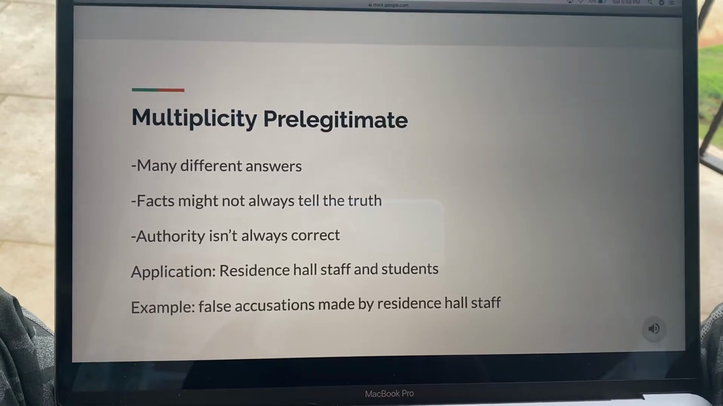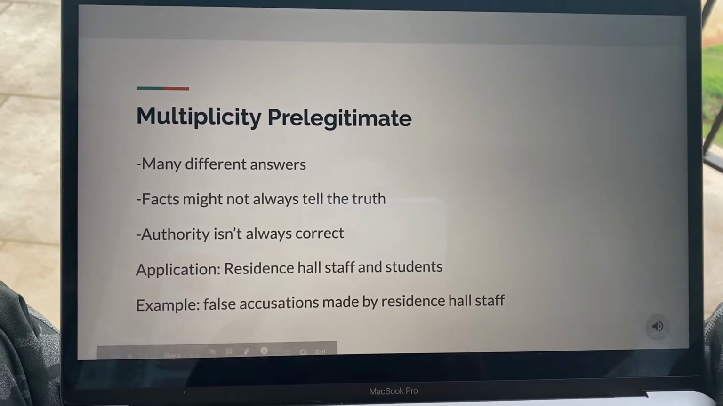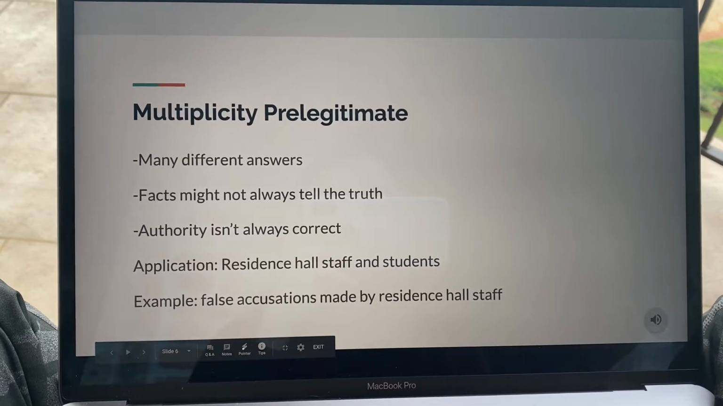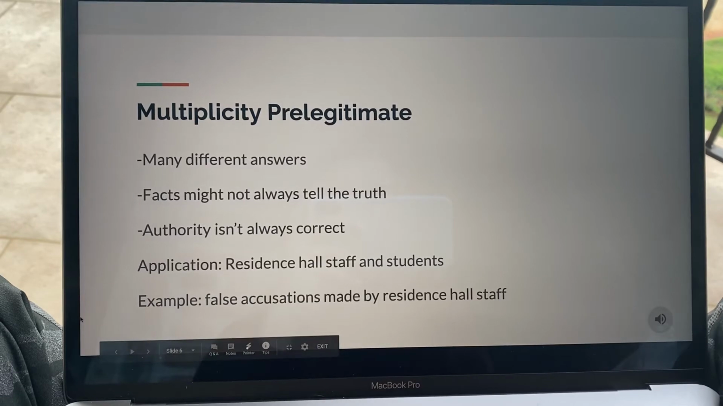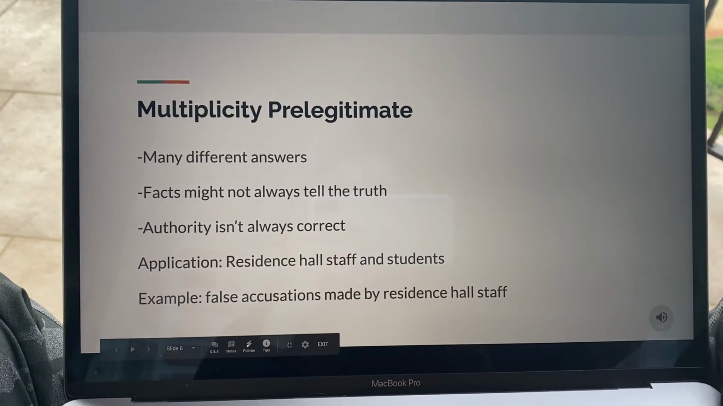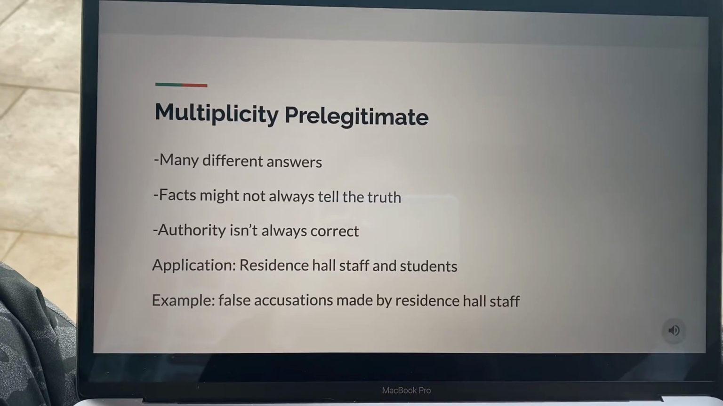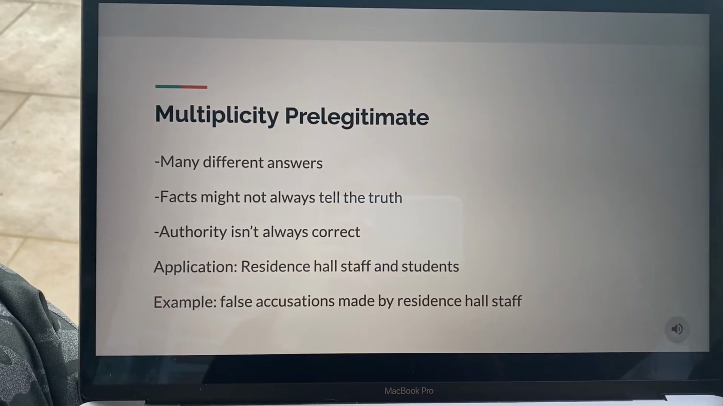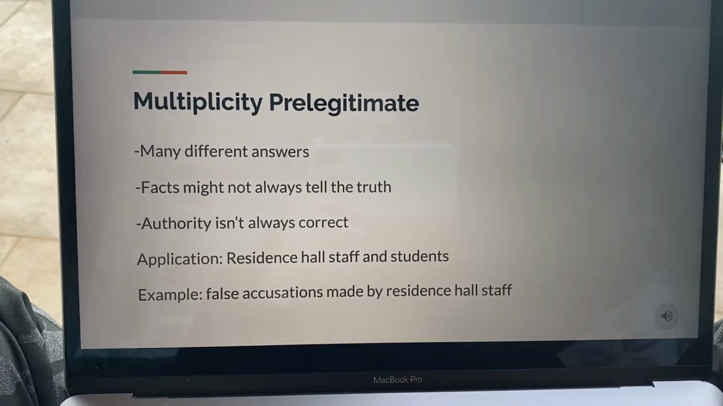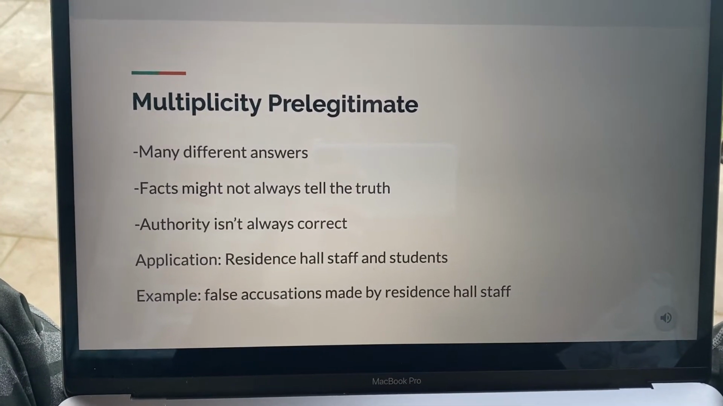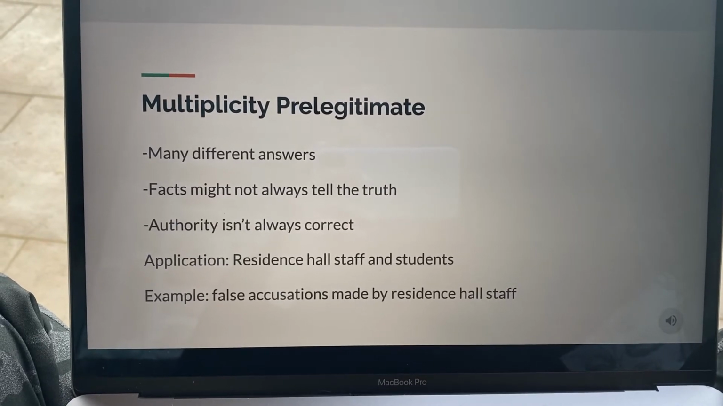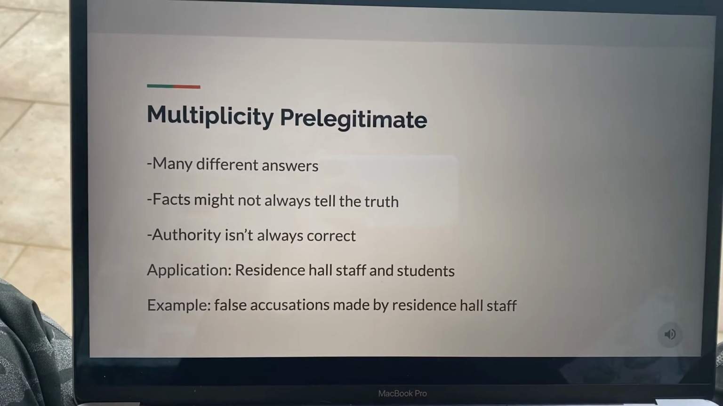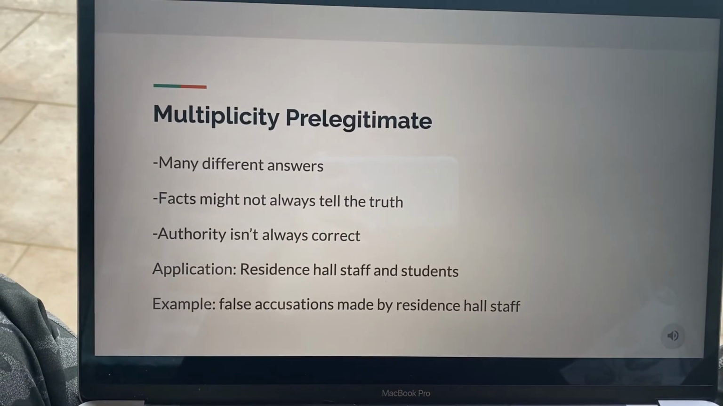The next position is multiplicity pre-legitimate, which means that there are many different answers involved in the situation. Facts might not be aligning and they might not be telling the truth, and authority isn't always correct. I relate this to a scenario with residence hall staff and students. An example could be if one student misbehaved and broke the rules and the rest of the students that lived with them in a dorm complex got blamed for their mistake.